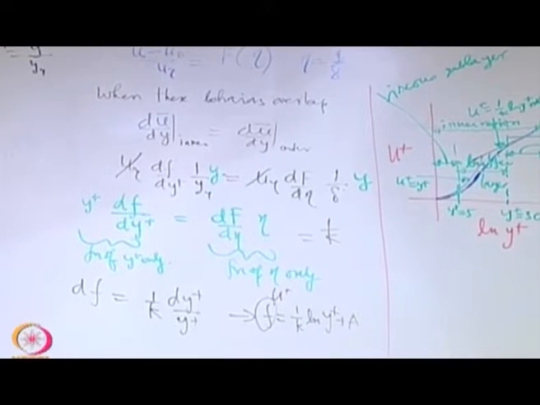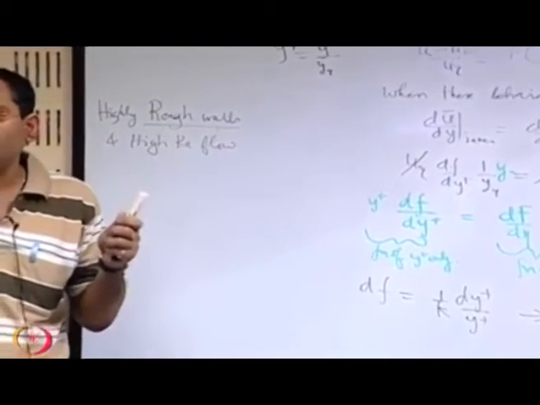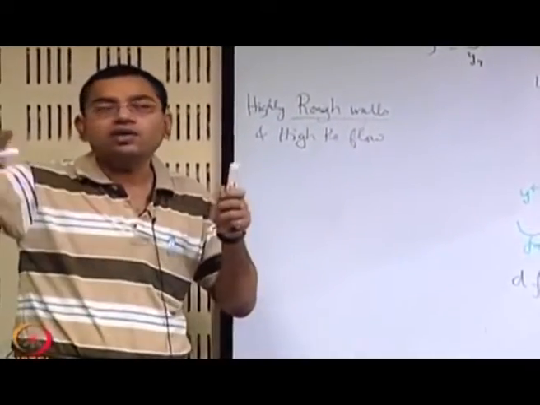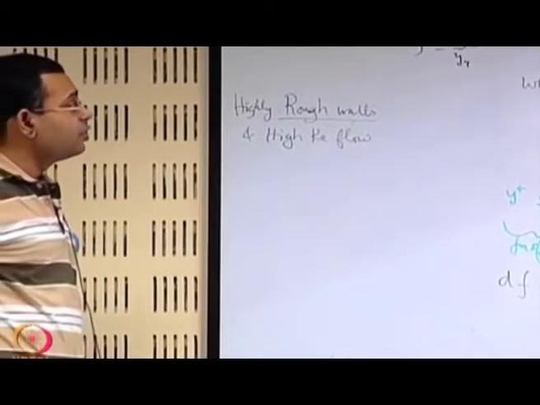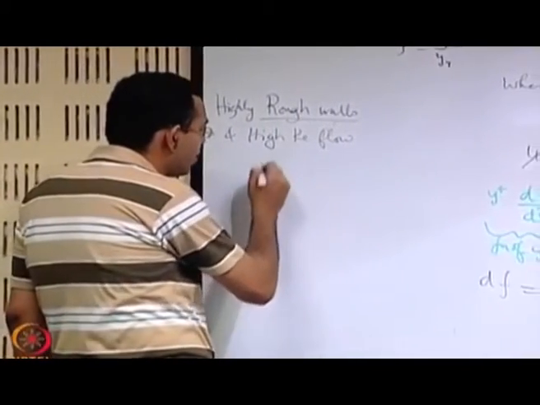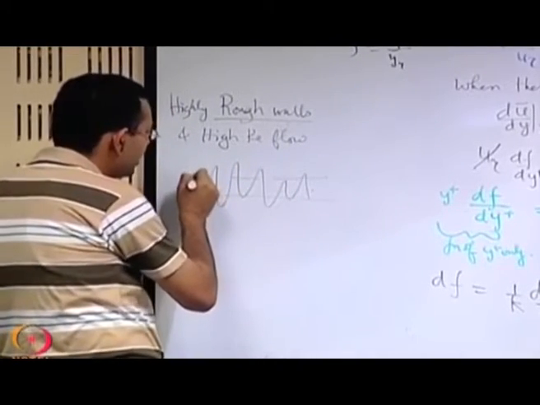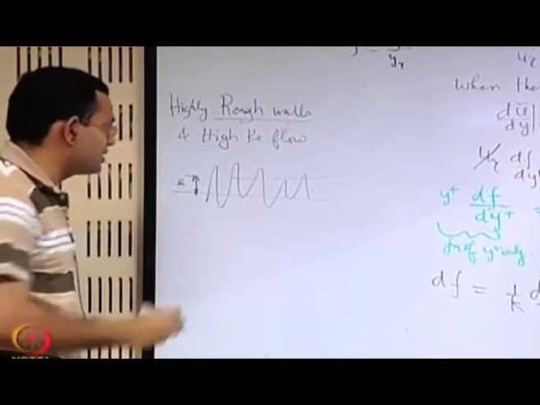Very briefly let us see what happens for rough walls. Rough walls means, let us say, highly rough walls and high Reynolds number flow as an example. We are not talking about a general case of rough wall, that is very complicated, but an extreme case of rough wall where it is very rough and a high Reynolds number flow is taking place over that. So you have the wall, say something like this, and if you consider the average roughness, let us say S is the average roughness.